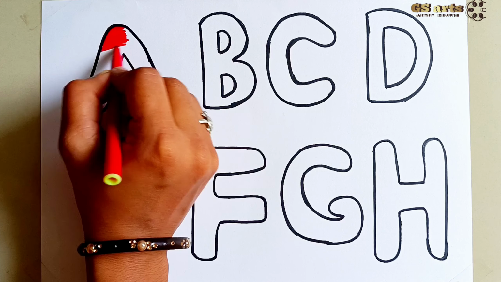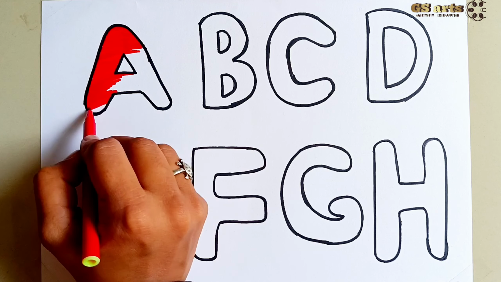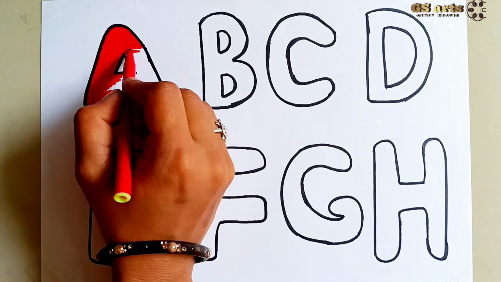Let's color. Red. L is for lamb, la la lamb. Blue. M is for monkey, ma ma monkey. N is for nose, na na nose. Pink. O is for orange, o o orange. P is for picture, pa. Green.